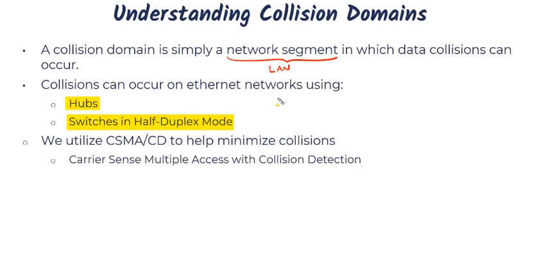Now, how do we mitigate collisions? Well, we mitigate collisions by utilizing something called CSMA/CD, where CSMA/CD stands for Carrier Sense Multiple Access with Collision Detection. So I have a lecture dedicated to CSMA/CD, where I'm actually going to walk you through a process flow that helps you understand exactly how this works. Now let's jump to the next slide and let's talk about collision domains, specifically with some diagrams talking about hubs and switches in half duplex mode.